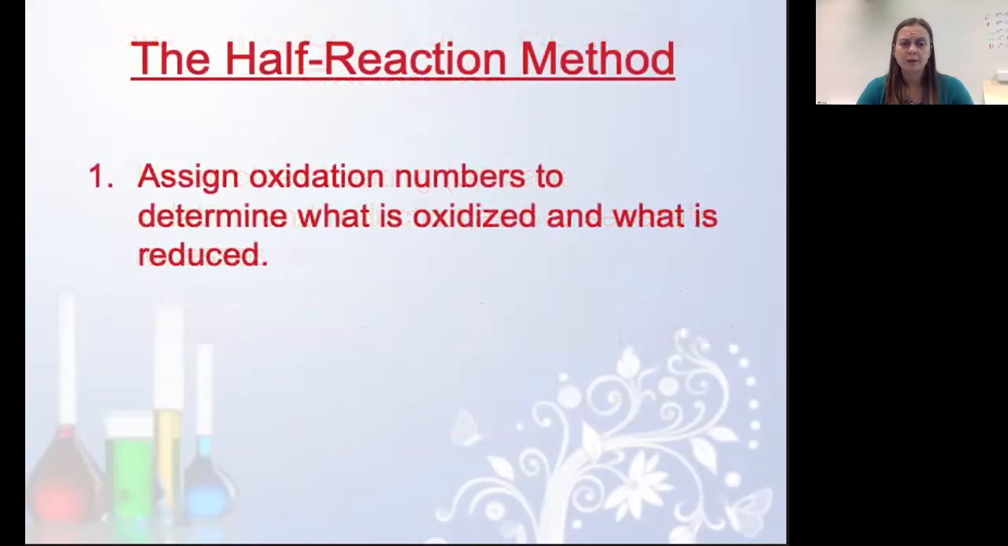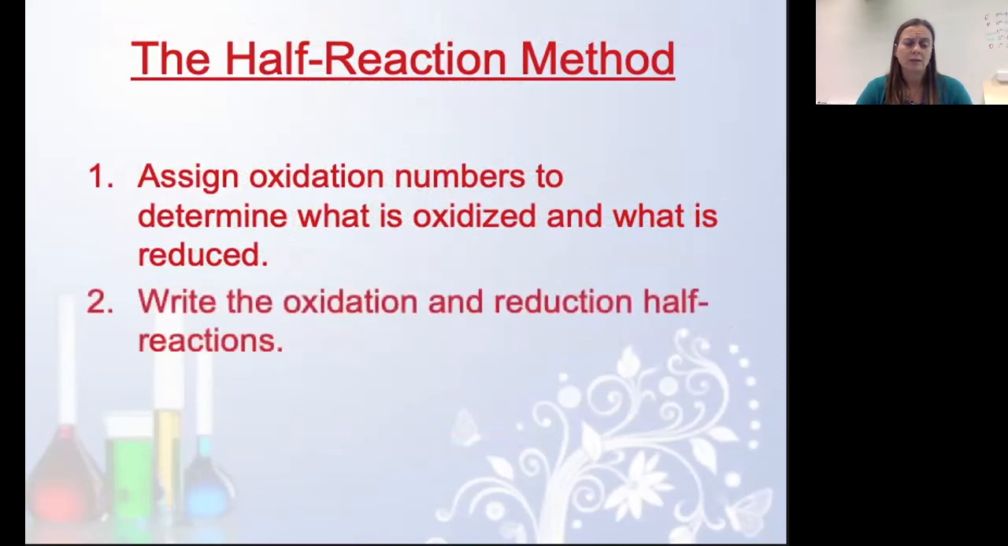So first thing we're going to do is assign oxidation numbers to determine what's oxidized and what's reduced. So step 1, assign your oxidation numbers to determine what's oxidized and what's reduced. And step 2 is that we're going to separate it out into 2 separate half reactions. We're only going to write those species that are being oxidized or reduced, and that's our half reactions.